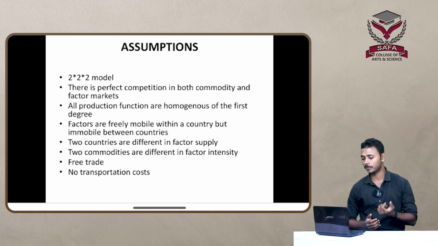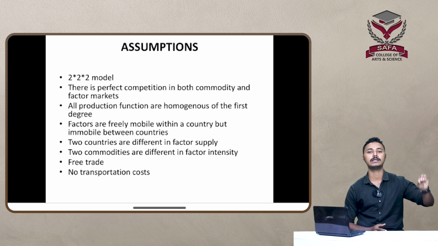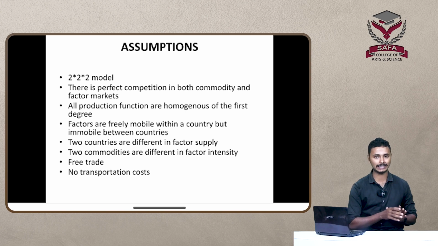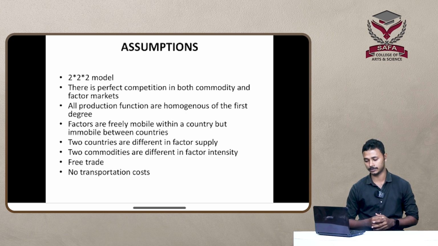Okay, then all production functions are homogeneous of the first degree. Then factors are freely mobile within a country but immobile between countries. Then next, the 2 countries have different factor supply. Each country has a different supply of factors. Then 2 commodities are different in factor intensity also. Okay, supply is different and intensity is also different. Intensity means the availability of factors. Okay, then no transportation cost, also there is no transportation cost.